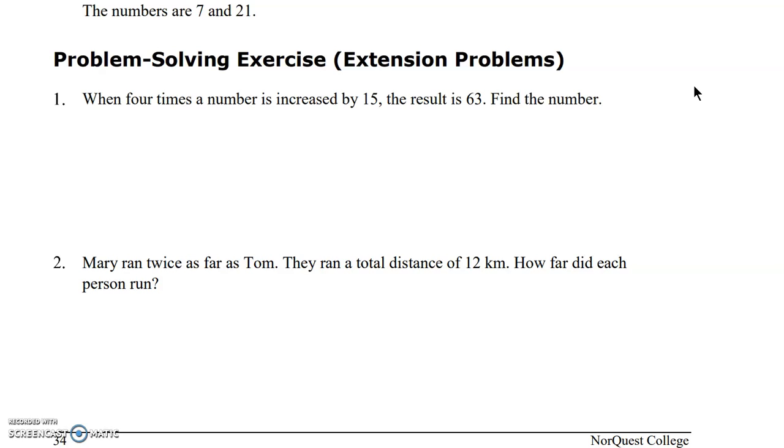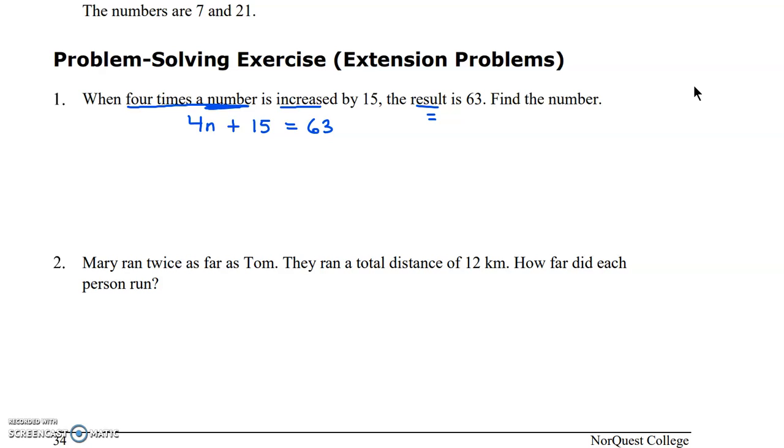Find the number. Okay, first up we need to make this sentence, so we go slow. When 4 times a number, so there's our unknown, 4 times that is increased by 15. So we're going to be increasing it by adding to it and adding 15 to it. The result equals 63. Now we have an algebraic equation that we can actually solve.